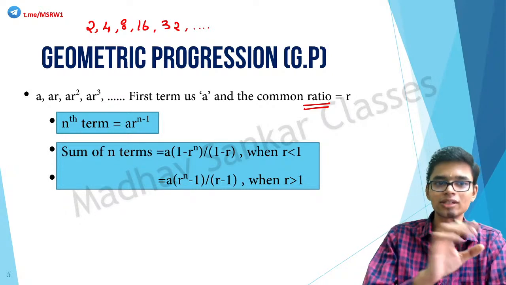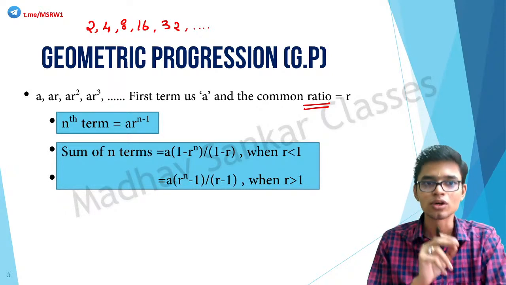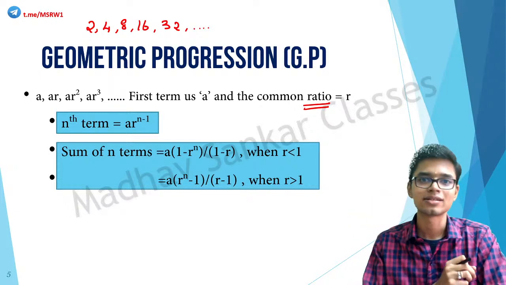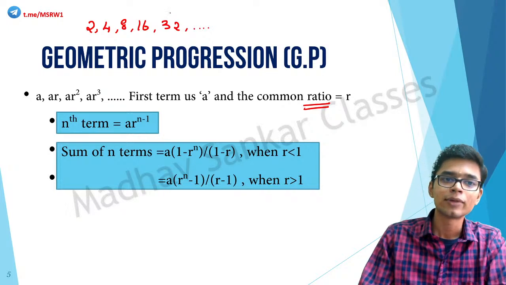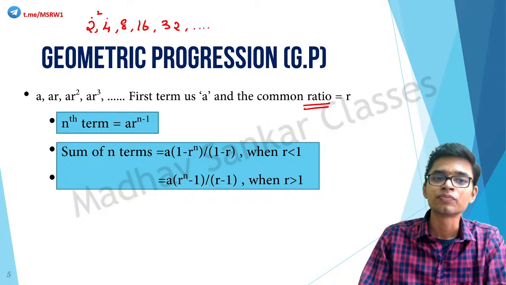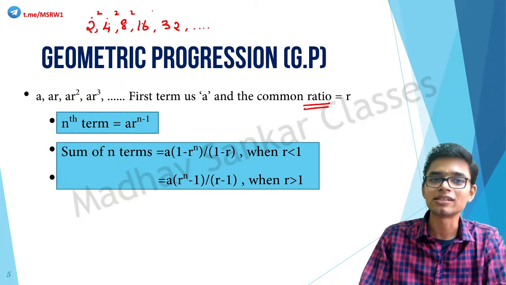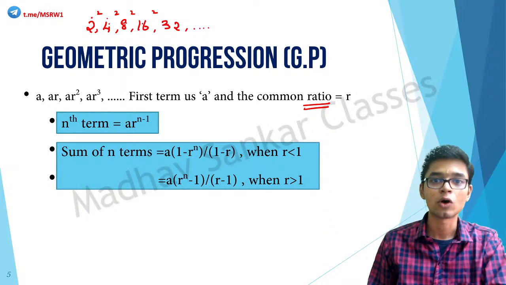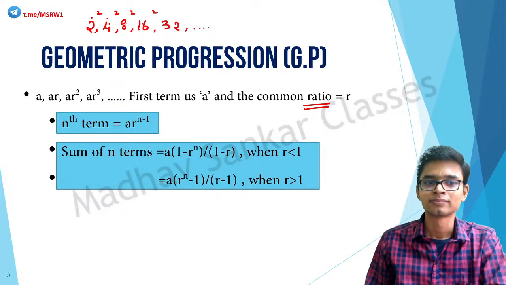The difference is not the same. Between 4 and 2, the difference is 2. Between 4 and 8, the difference is 4. So we don't say common difference; it is a common ratio. Why? Because 4 divided by 2 is 2, 8 divided by 4 is 2, 16 divided by 8 is 2, 32 divided by 16 is 2. So the common ratio remains the same, although the common difference is not the same.